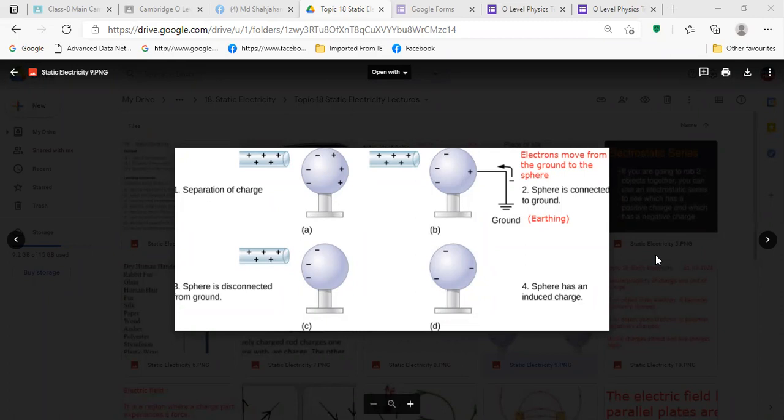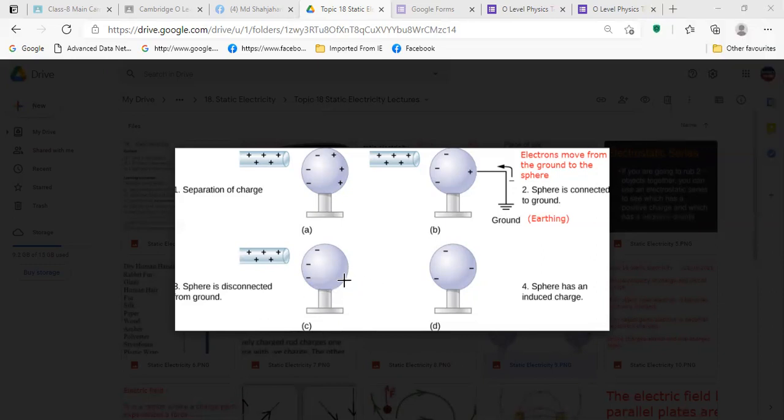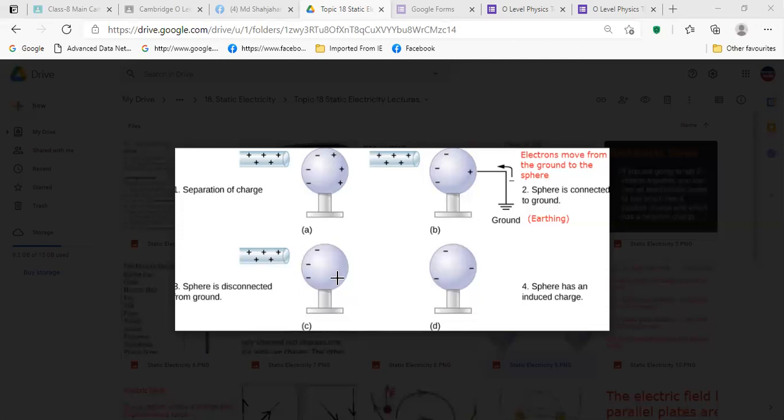We have discussion till here, right? Second step, and we were saying that electrons are coming from the ground to neutralize these positive charges, right? So after this neutralization is over, we are doing unearthing, right? Here, a sphere is disconnected from the ground, so this is called unearthing. Okay, is it clear, everyone?